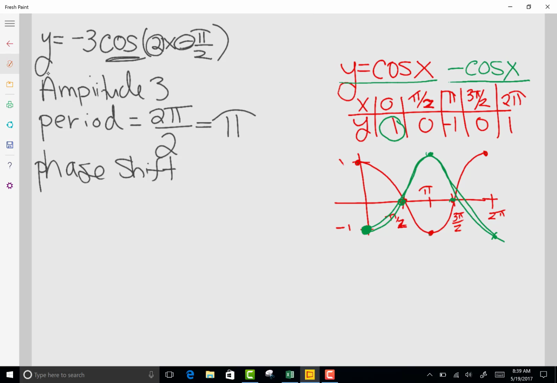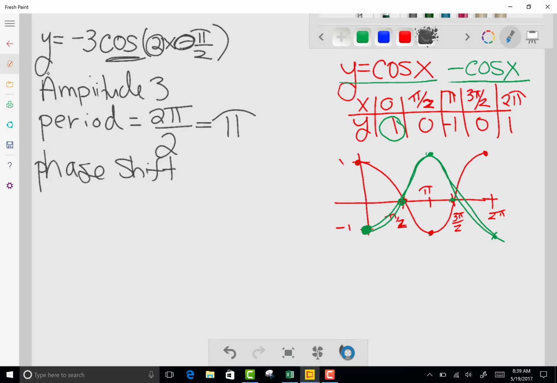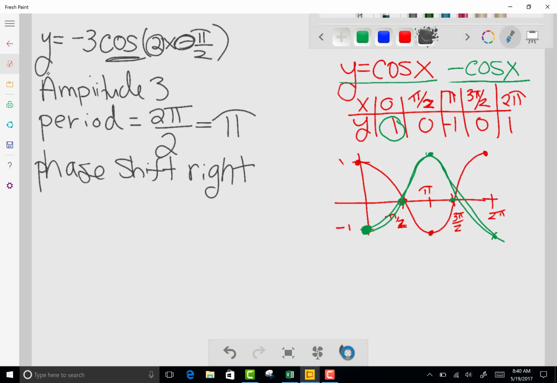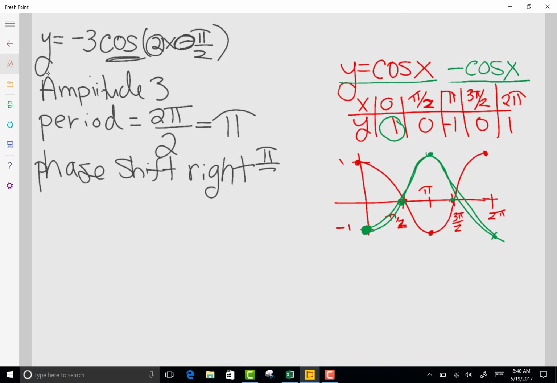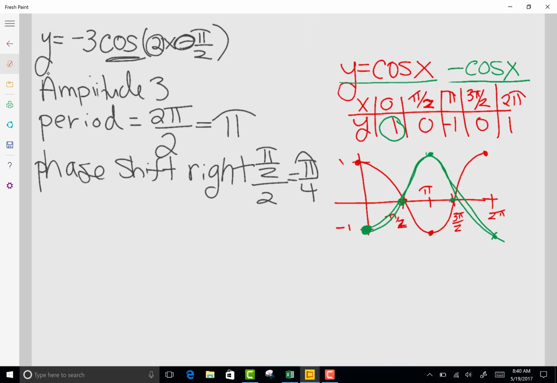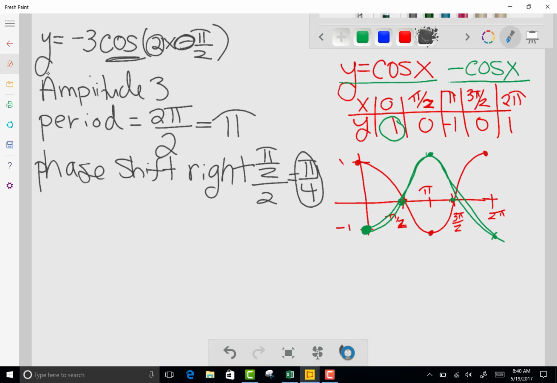Notice that we have a minus here. That means I'm going to go to the right. And to find how far I get shifted to the right, I take my value of c over b. c is pi over 2, and b is 2. So I'm going to shift pi over 4. So that means I'm going to shift right pi over 4. So my starting point for x, or my independent variable, is going to be pi over 4.